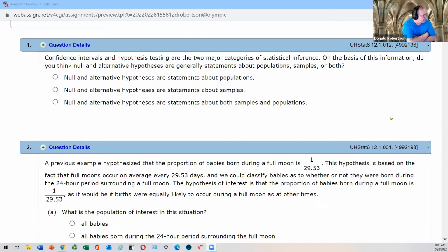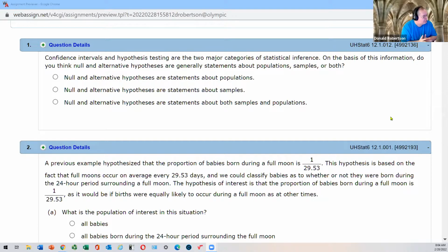Use them. So a lot of vocabulary, a lot of understanding what things are called and where they go in the process. So our first question is: confidence intervals and hypothesis testing are two major categories of statistical inference. That just means we use statistics to prove something is true, or at least to try and prove that it's true.